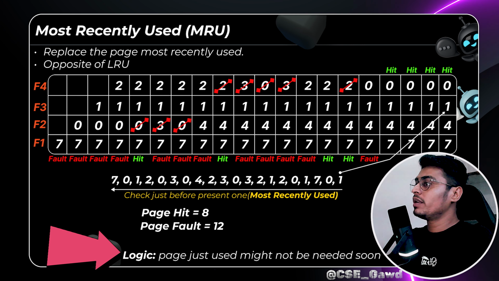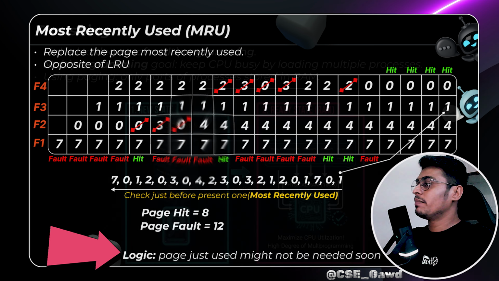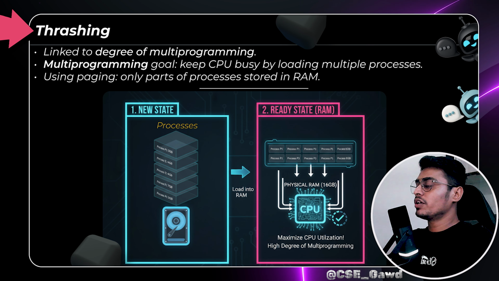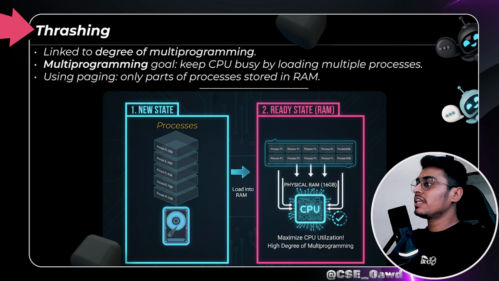However, it's less commonly used than LRU because it often performs worse in typical computing environments. Now, moving forward to the last important concept, thrashing. Thrashing is a critical performance problem directly linked with the degree of multiprogramming, the number of processes present in the RAM simultaneously. Understanding thrashing is essential for system performance optimization.